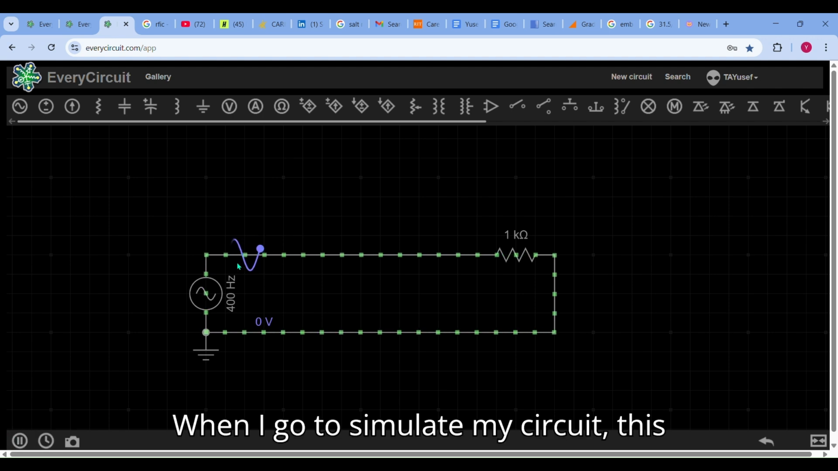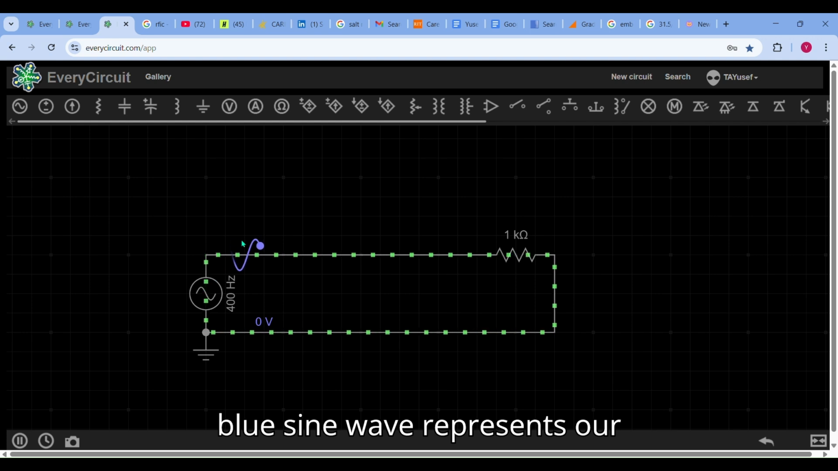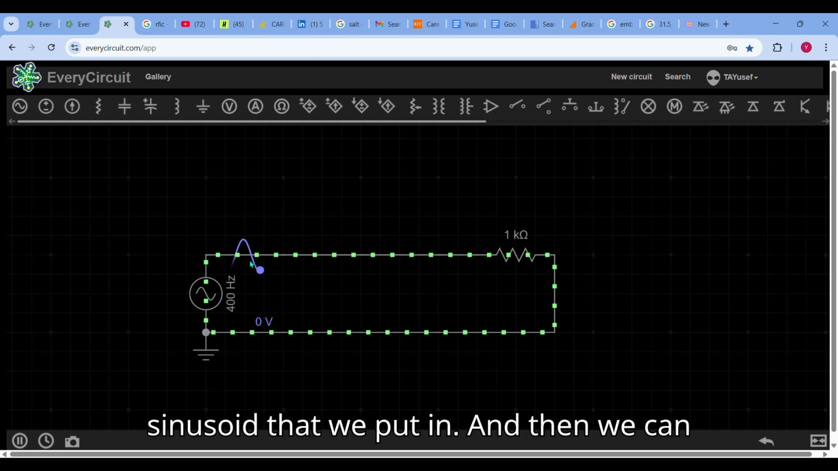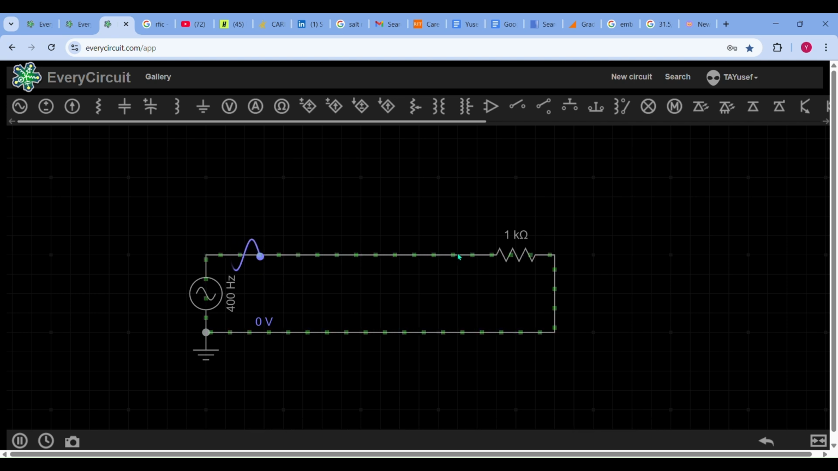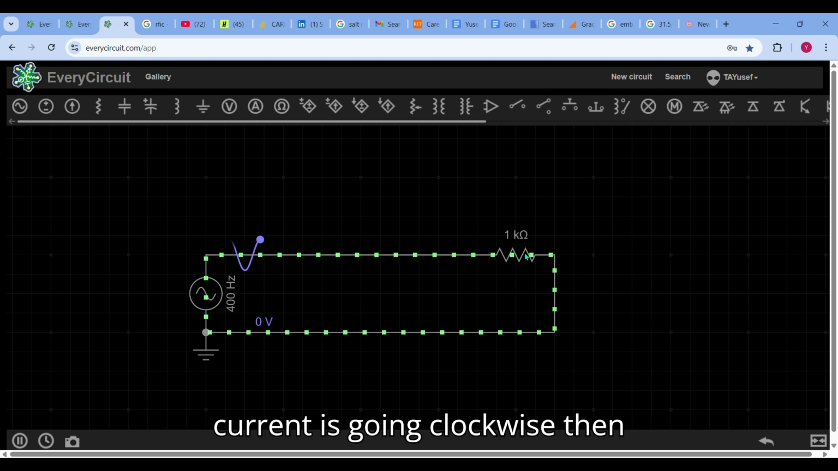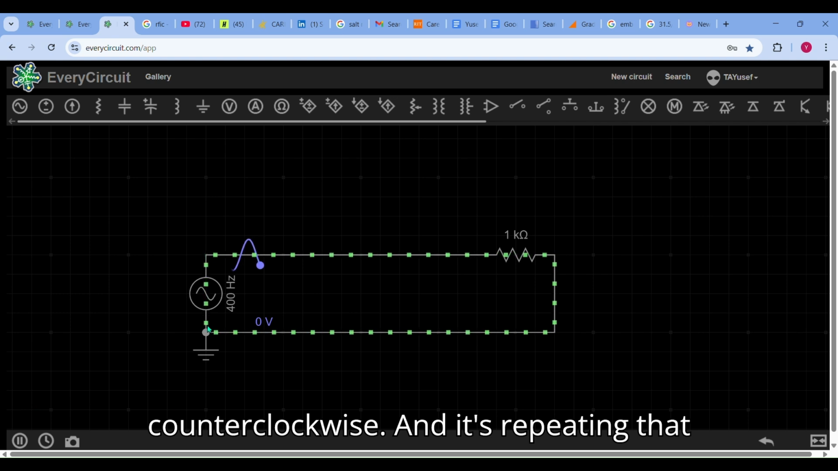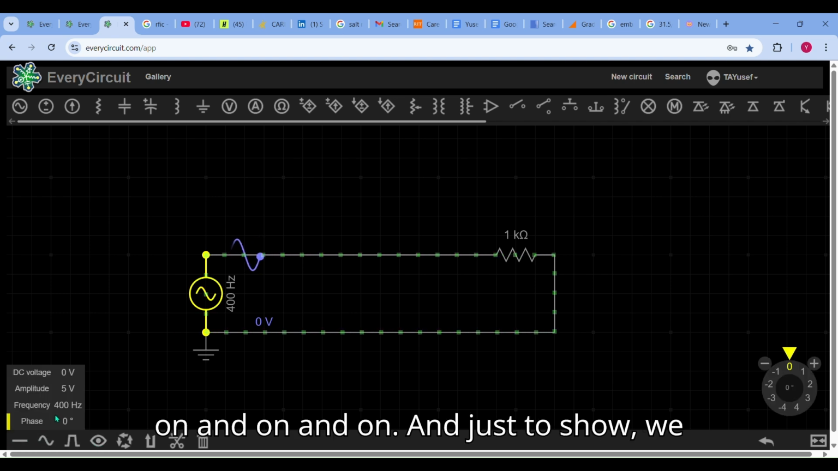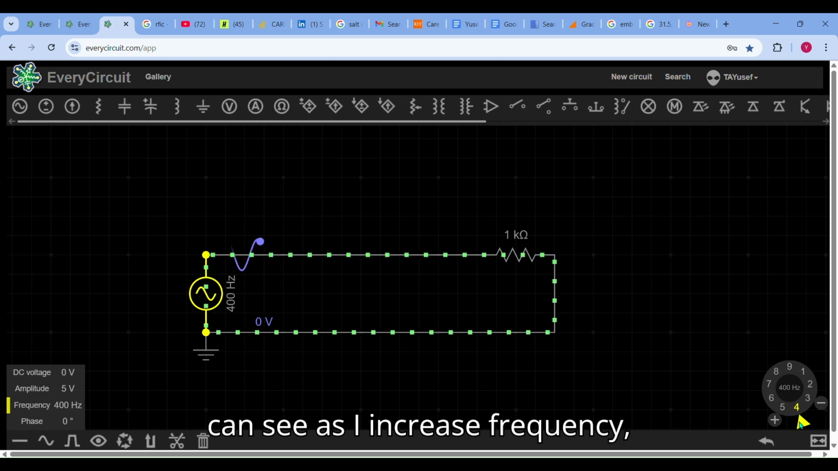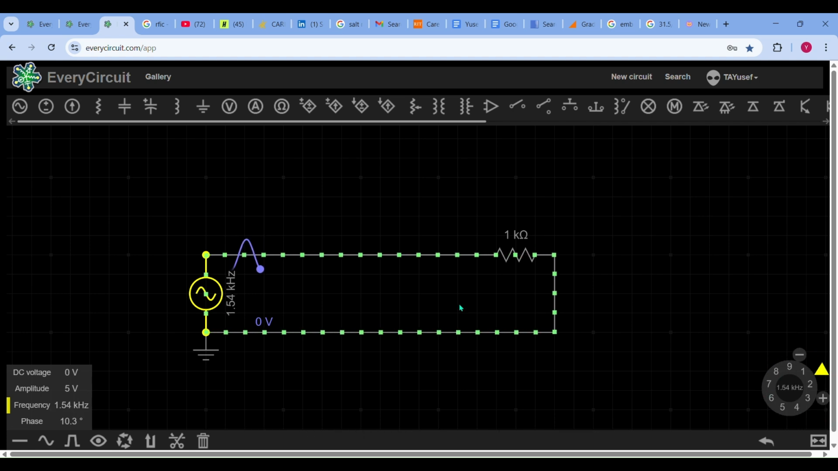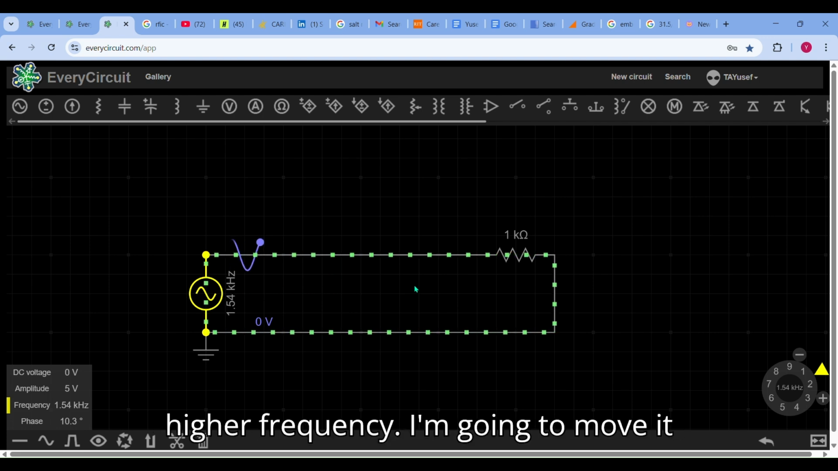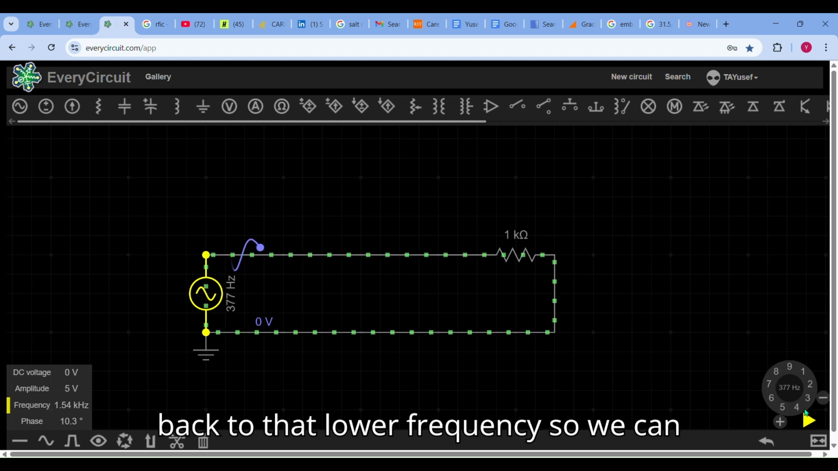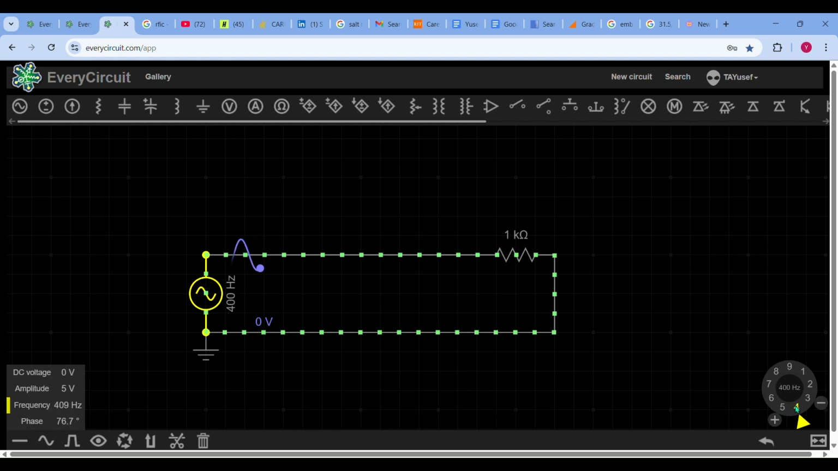When I go to simulate my circuit, this blue sine wave represents the input sinusoid that we put in. And then we can see these orange or green boxes going back and forth. That's representing our current. So our current is going clockwise, then counterclockwise, and it's repeating that on and on. Just to show, we can see as I increase frequency, it is going back and forth more rapidly. That's what we see when we have a higher frequency. I'm going to move it back to that lower frequency so we can see our sine wave.